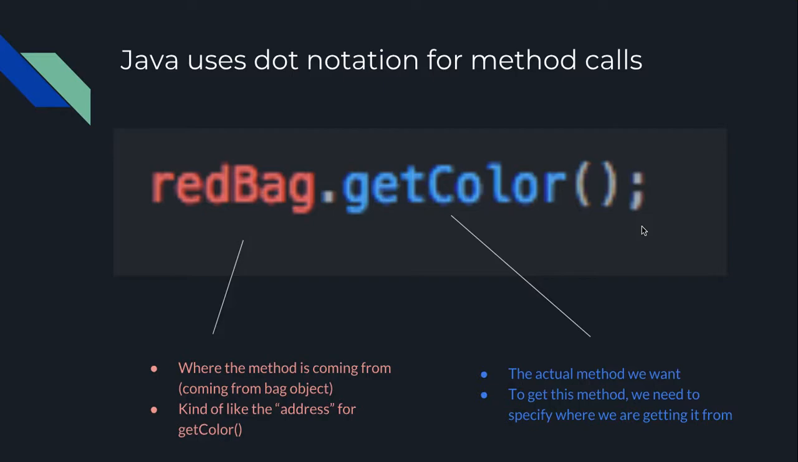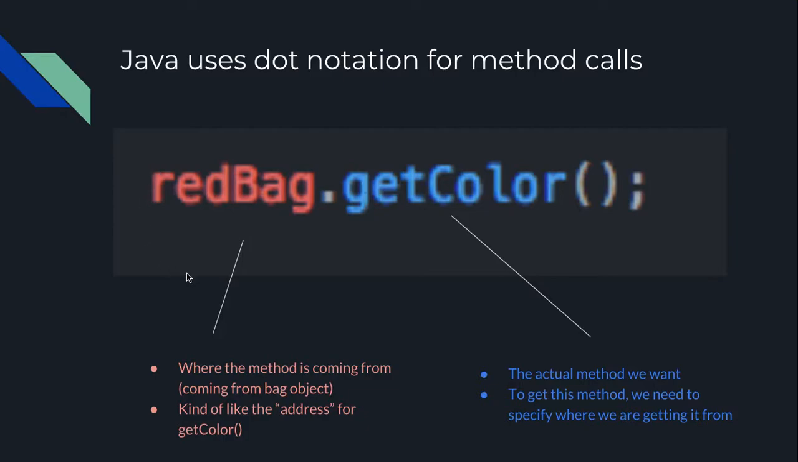So now I wanted to just go over in more detail what the heck this dot notation is doing. How I would consider this is that the right-hand side is always the part that we want. So we want this getColor method. But we can't just say getColor because Java will be confused. Like, where are you getting this getColor from? So we always have to define the address where we're getting the getColor from. So what we're saying here is that I want this getColor method, and this dot is saying getColor is from this red bag object. That's how we know that the color in this case is going to be red.